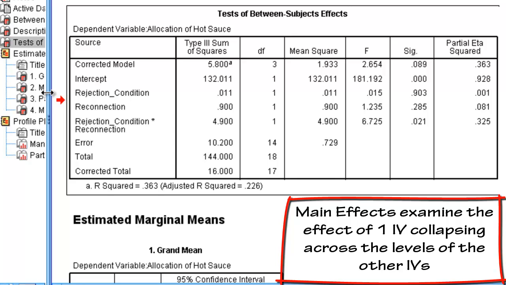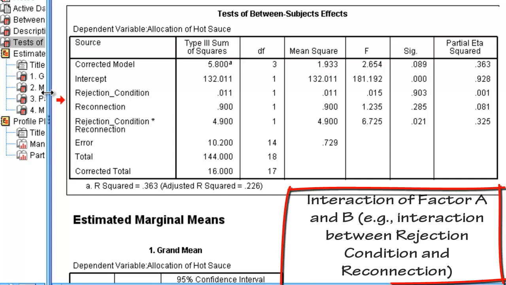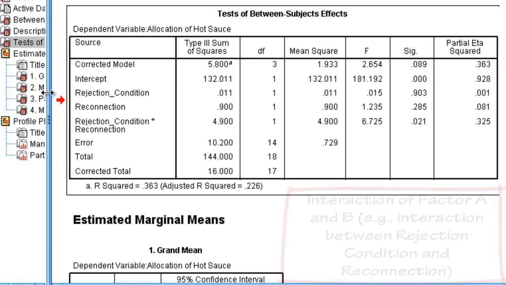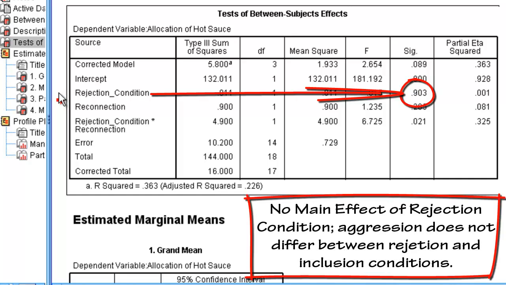The third one with the asterisk says rejection condition, asterisk reconnection. That is the interaction, and that's where we look to determine whether or not we have a significant interaction. So if we go right across the row for rejection condition alone, it looks like our significance value is 0.903, meaning that it is definitely not significant. There is no main effect of rejection.